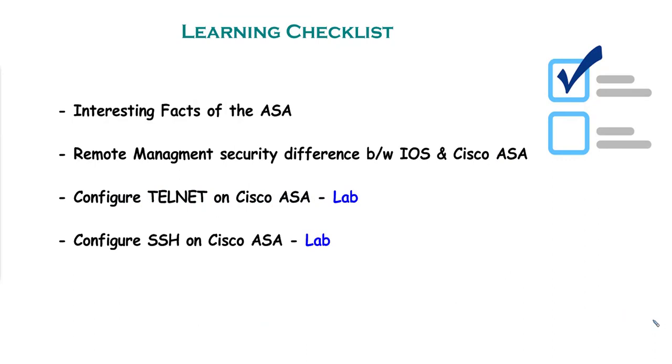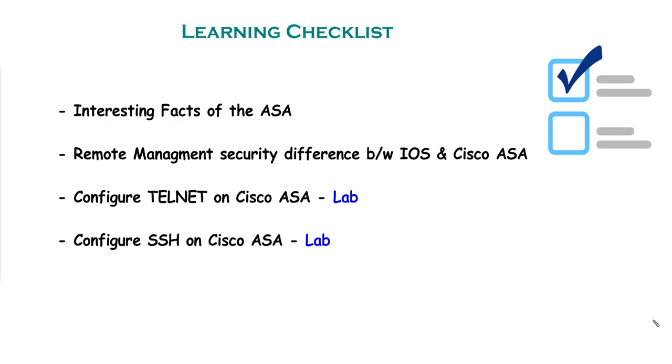First off, interesting facts of the Cisco ASA firewall in terms of management. This basically means how a firewall behaves when it is configured for remote access management. And then we will look at the remote management security differences between an IOS and a Cisco ASA. What that basically means is when you configure Telnet or SSH on an IOS device and you go ahead now for securing it, you basically have to go through this process of creating ACLs and applying them to the line VTYs and to the interface levels.